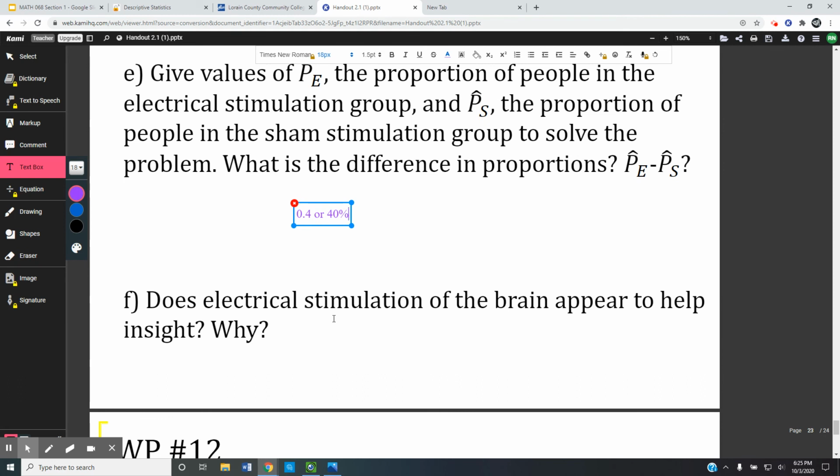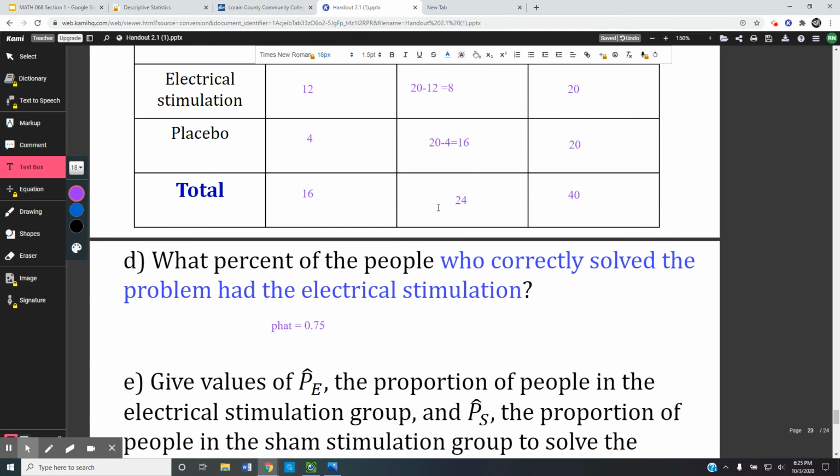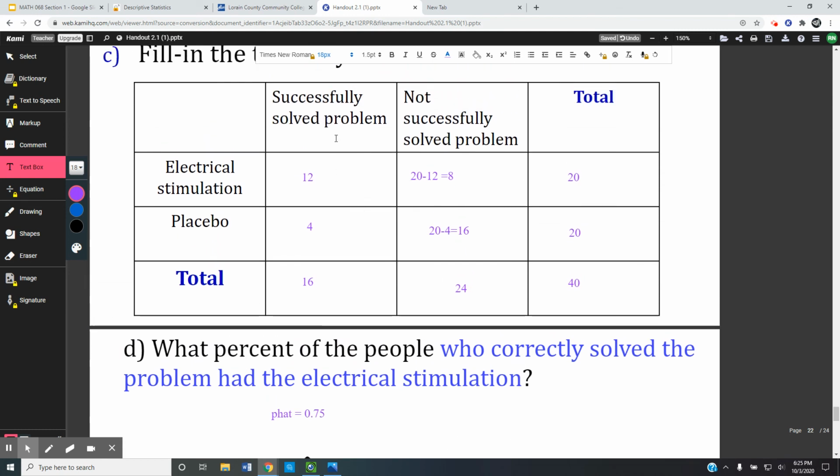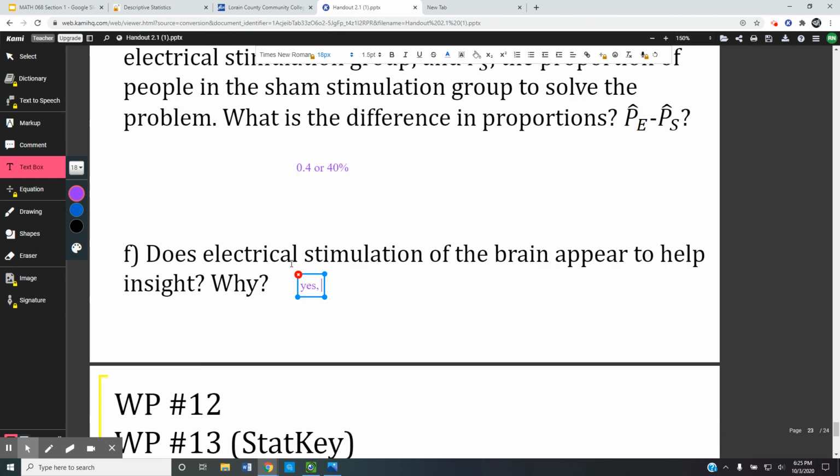Letter F. Does electrical stimulation of the brain appear to help insight? Why? Well, the answer is going to be yes. Question why? Well, first of all, we had a 40% difference in those who received stimulation and those who did not receive stimulation, which was a huge value. In addition to that, those who were in the electrical stimulation group, 75% of them solved the problem successfully out of just that group. So we had two pieces of data. One, 75% success, and two, 40% increase compared to the placebo group.